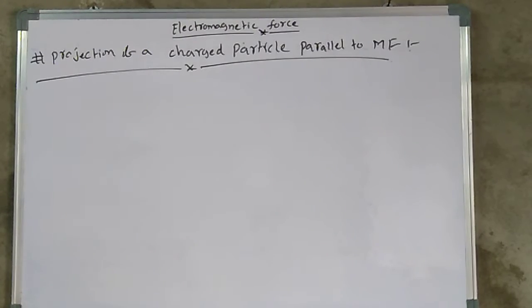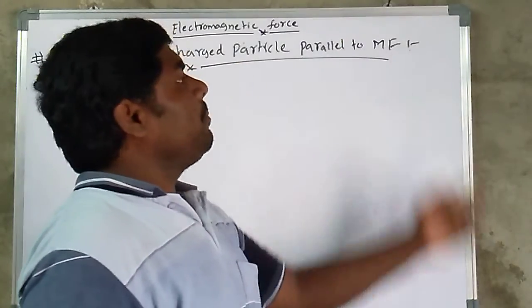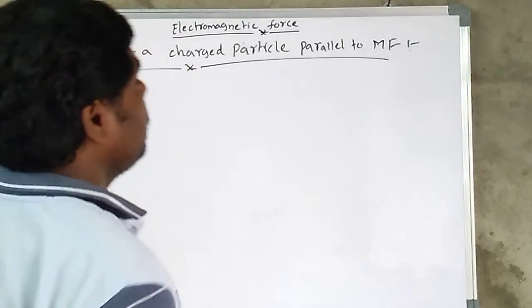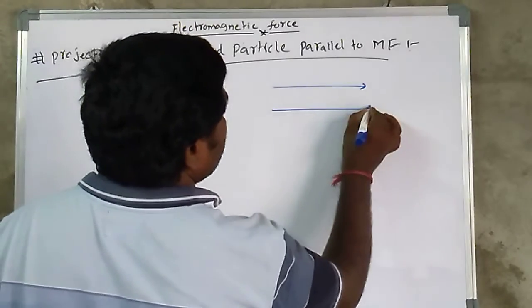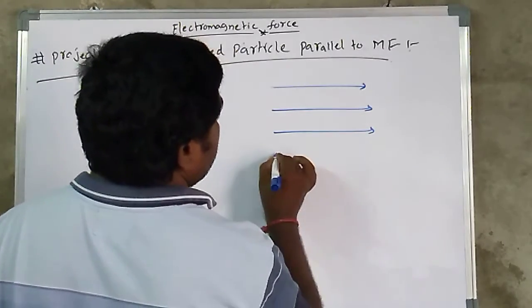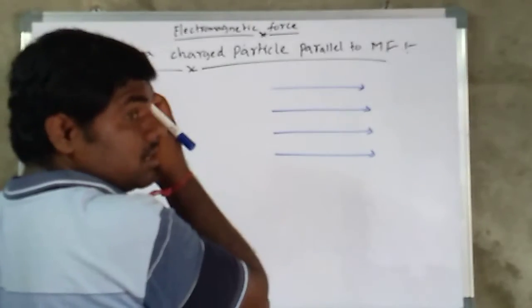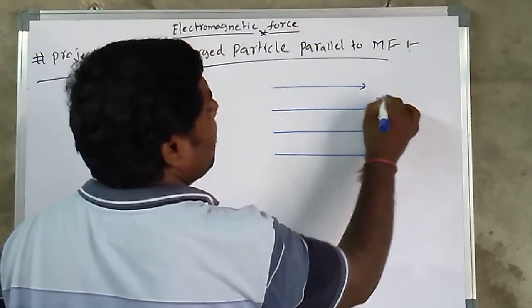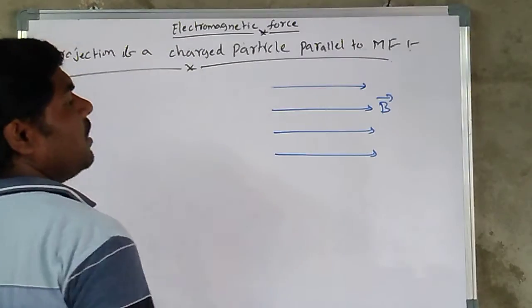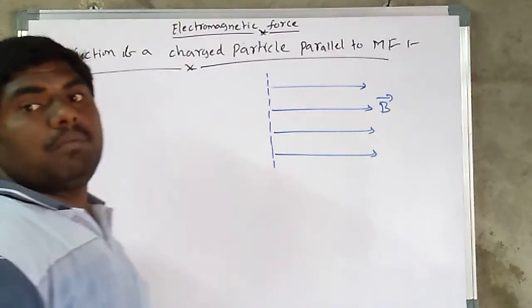So here another important topic: projection of a charged particle parallel to the magnetic field. Let us consider this is a uniform magnetic field, along the board direction, parallel to the board direction. This is the boundary.